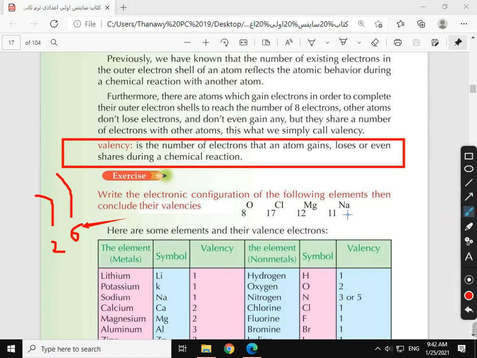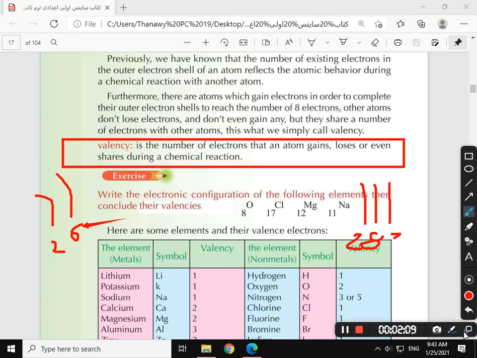Another example, Cl, atomic number 17, the electronic configuration of Cl is 2, 8, 7. So Cl can gain 1 electron during the chemical reaction or can share 1 electron during the chemical reaction. So it is a monovalent element.